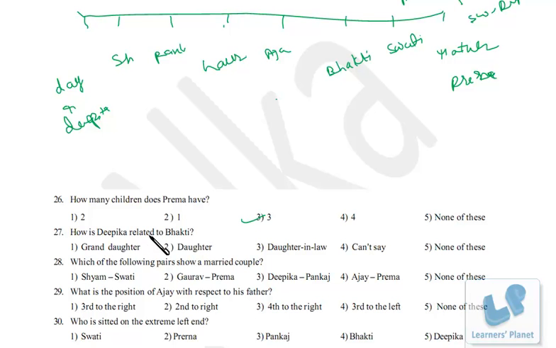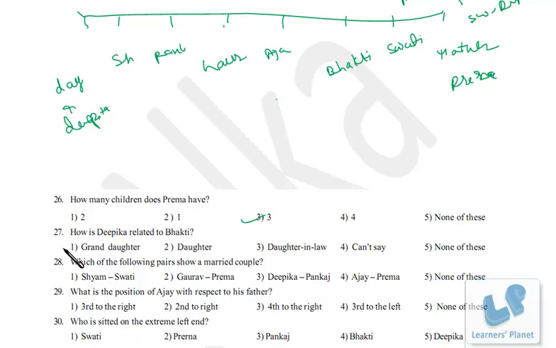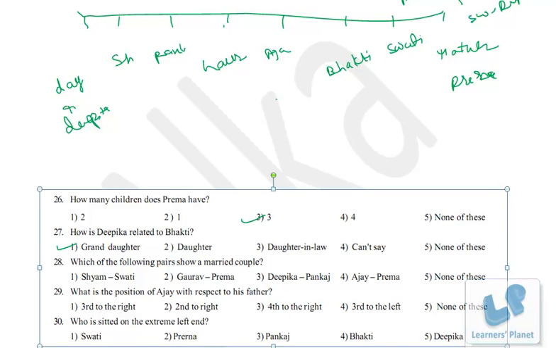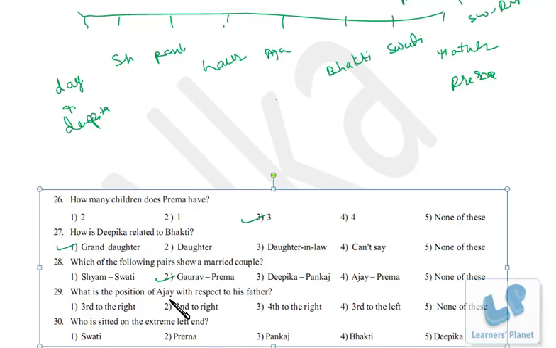Okay. How is Deepika related to Bhakti? Now Deepika and Bhakti. Bhakti is here, Deepika is here. So Bhakti must be grandmother of Deepika. Okay, so that's granddaughter. Which of the following pairs shows a married couple? So married couple is Gaurav Prerna, that's true. No other, so only Gaurav Prerna.